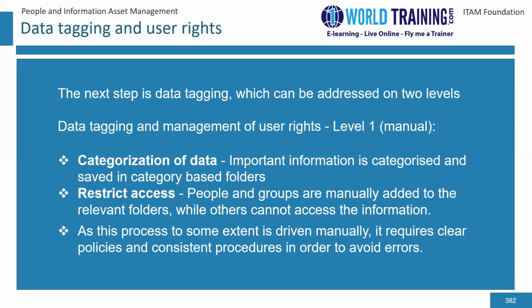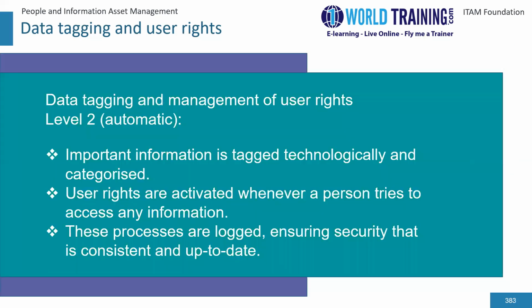Because this process to some extent is driven manually, it requires clear policies and consistent procedures in order to avoid errors. So level one or manual is the most common procedure, but it also represents risks in terms of consistency as the IT department manually adds people to folders and information for allowing access to them. Therefore, this is often based on subjective decisions. Maybe one IT administrator has one opinion about a person's rights to access information, and another IT admin has another opinion. Therefore, the error rate here is quite high.